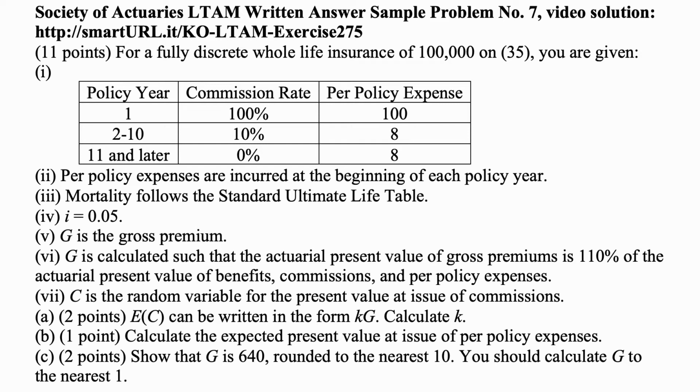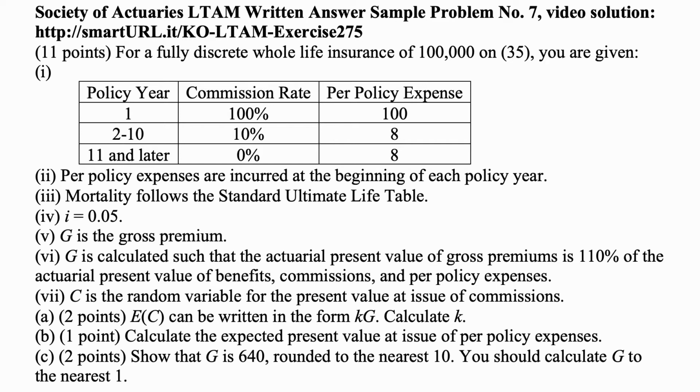Mortality follows the standard ultimate life table, which you can find at smarturl.it/SULT, which stands for Standard Ultimate Life Table. Interest rate is 5%, which notably is the interest rate used in the Standard Ultimate Life Table. G is the gross premium, and that's also sometimes called contract premium. That's the actual premium charged, which includes provision for benefit, expenses, and profits. G is calculated such that the actuarial present value of gross premiums is 110% of the actuarial present value of benefits, commissions, and per policy expenses.